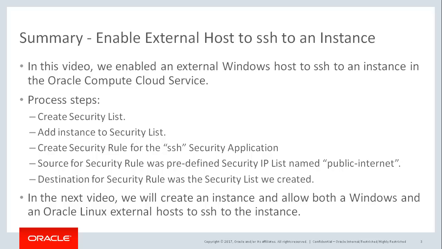The source for our security rule was a predefined security IP list named Public Internet. The destination for our security rule was the security list that we created at the beginning of this video. All of this configuration allowed us to SSH to our instance from our remote Windows system. In the next video, we'll create an instance and allow both a Windows and an Oracle Linux external host to SSH to an instance.